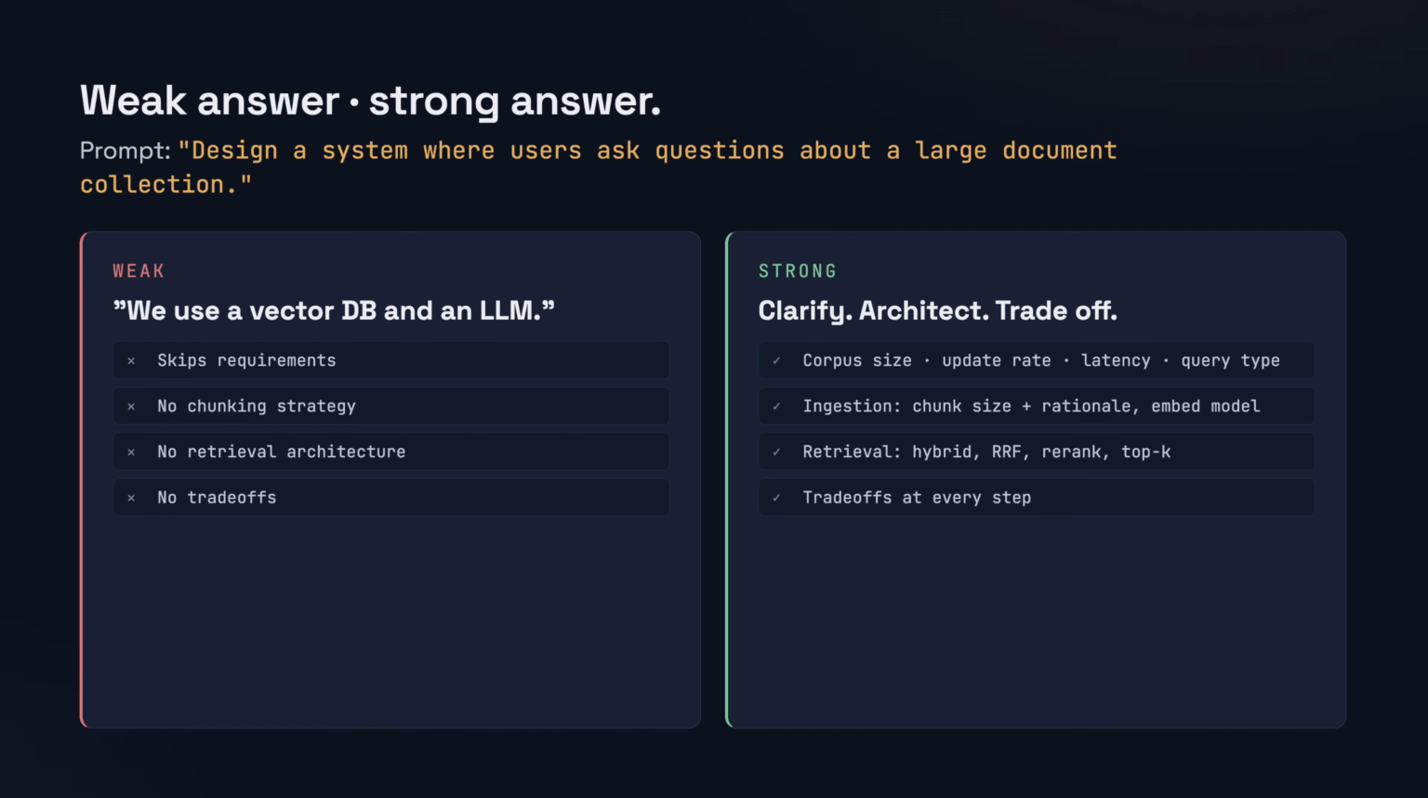A strong answer starts by clarifying the requirements. How large is the document collection? How often does it change? What is the latency target? What types of questions will users ask? Broad summaries or specific lookups. Then you walk through the architecture methodically. You explain the ingestion pipeline, preprocessing, chunking strategy with a rationale for the chunk size you choose, embedding model choice, and vector storage. You explain the retrieval pipeline, hybrid search with dense and sparse re-ranking, and how many chunks get passed to the LLM. And you discuss trade-offs at each step.